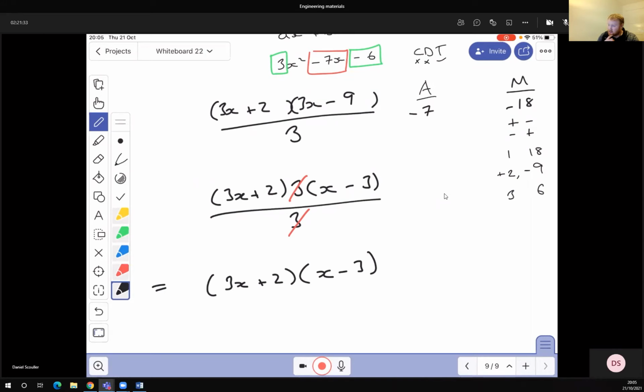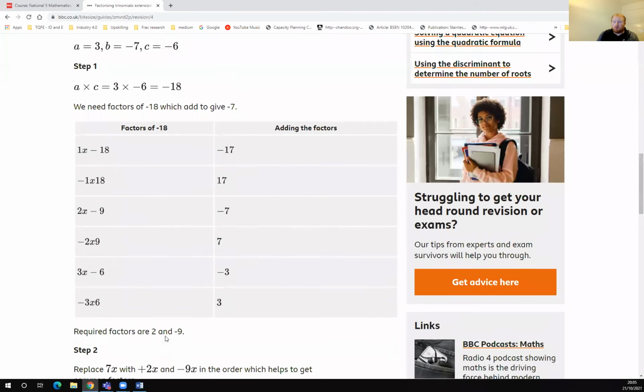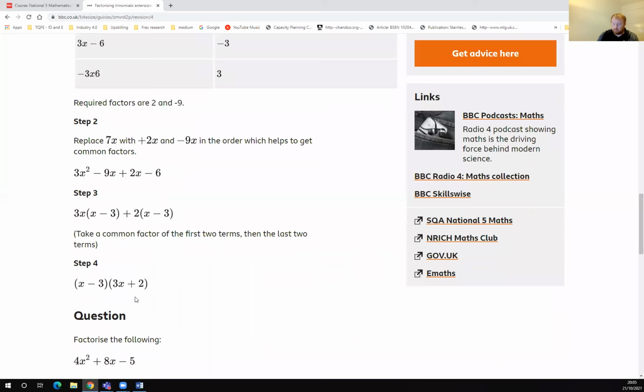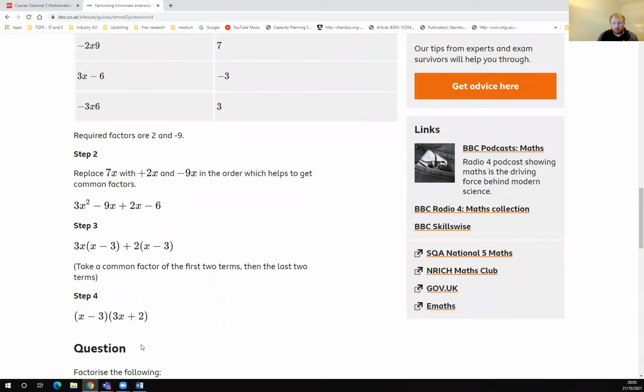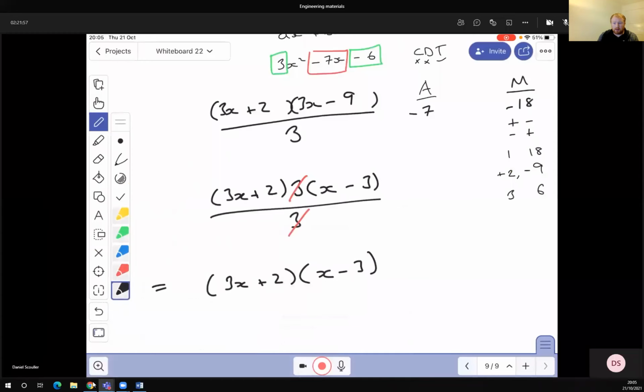Expanding that, 3x squared minus 9x plus 2x, and so on. So we get to the same answer. We should. Okay, I think the way we've been doing it is a wee bit neater. It's a wee bit more structured. There's an actual process we follow.